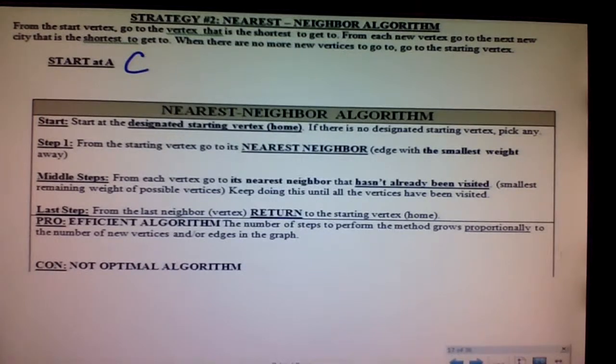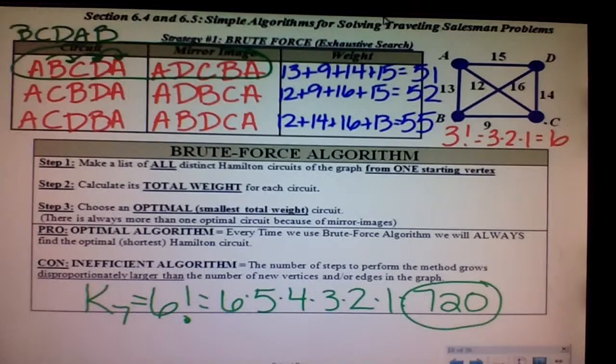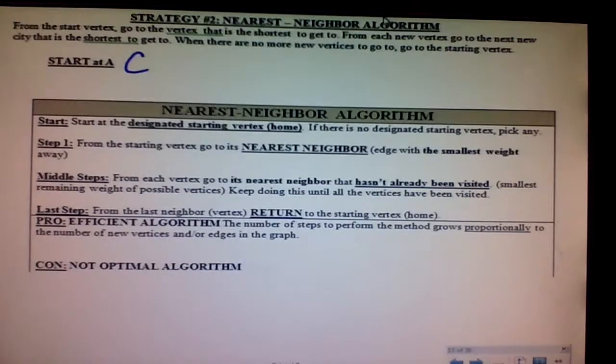I still need to visit every neighbor before I go back home. I've gone from A to C, so I still need to visit neighbor D and neighbor B. Go to B. So we go from C to B, then we go to D, and back to A. So A to C to B to D and back to A.